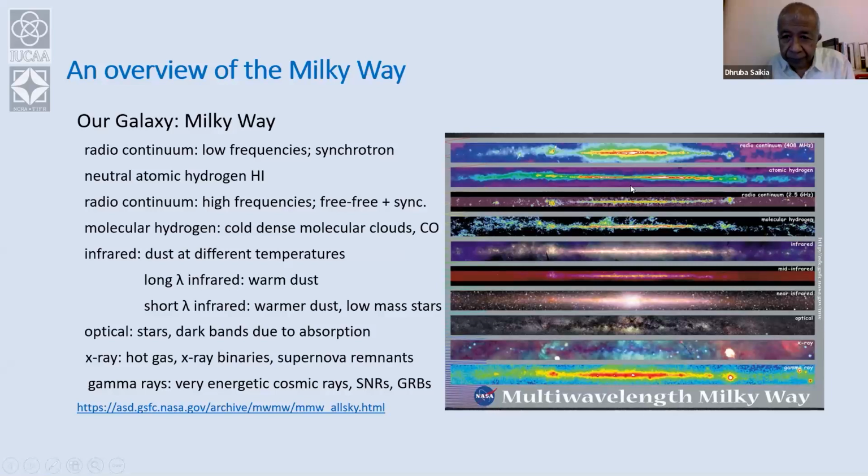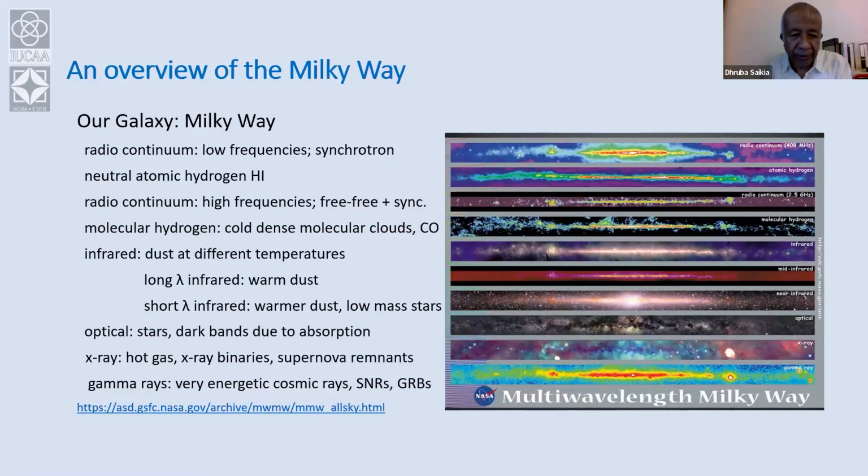Then you'll also see the molecular hydrogen. Molecular hydrogen is in dense molecular clouds, which are in the plane of our galaxy. Then when you look at the infrared emission, which is long wavelength emission, there again you don't see the dark patches which you see in the optical images of the Milky Way. The long wavelength emission is due to dust, and the shorter infrared emission is due to warmer dust plus low mass stars that could be emitting. And optically you're familiar with it.